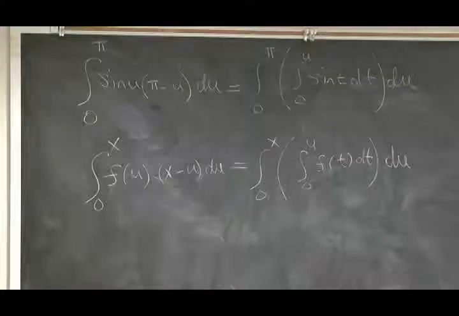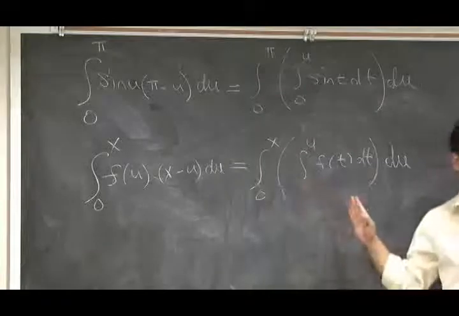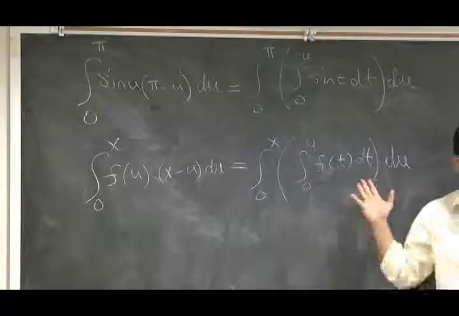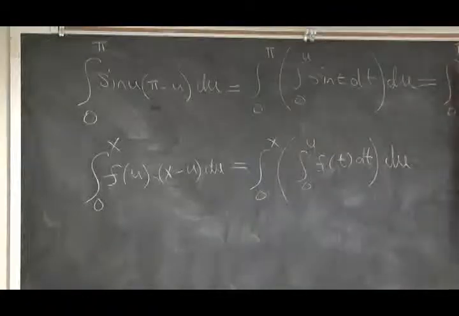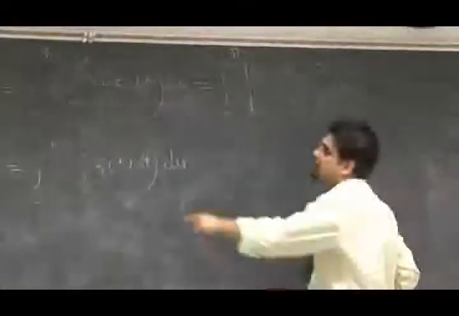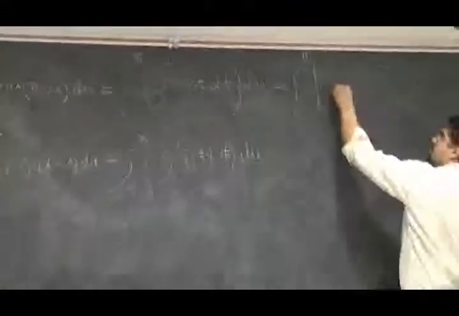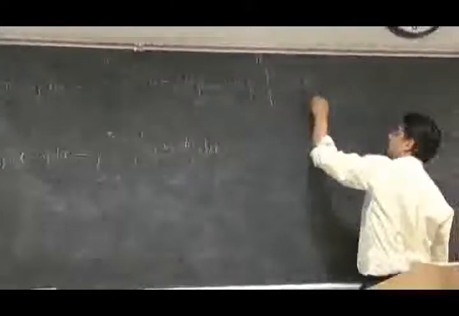So replace x with pi, replace f with sine in this identity. Now, let's just do the parentheses. In the parentheses, we're just integrating sine t from 0 to pi. The antiderivative of sine t is negative cosine t, and you want to evaluate this from 0 to pi.